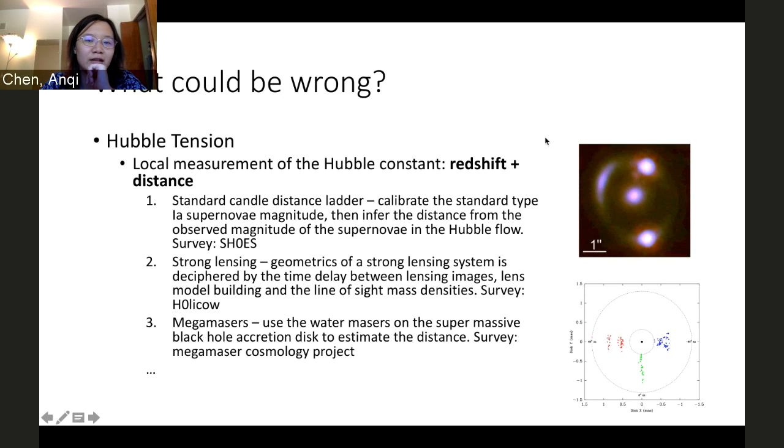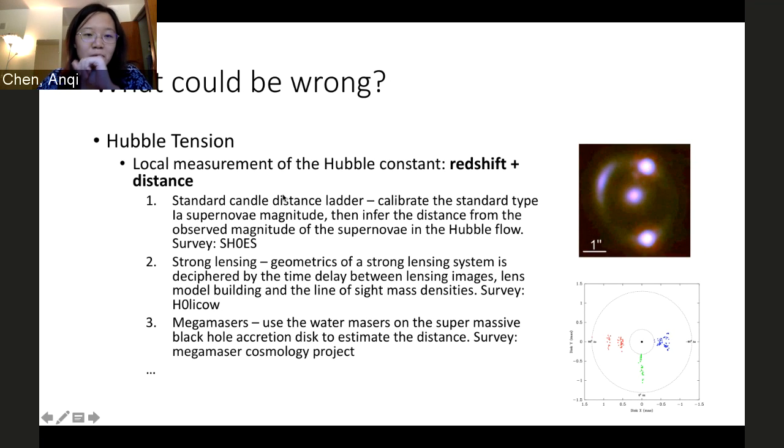They are in discrepancy at about the 4 to 5 sigma level currently, and people are discussing if it's due to any systematics or beyond-lambda CDM model physics. But here I'll start with how concrete this tension is, or how not concrete this tension is, depending on your judgment after I show you what we have at hand.